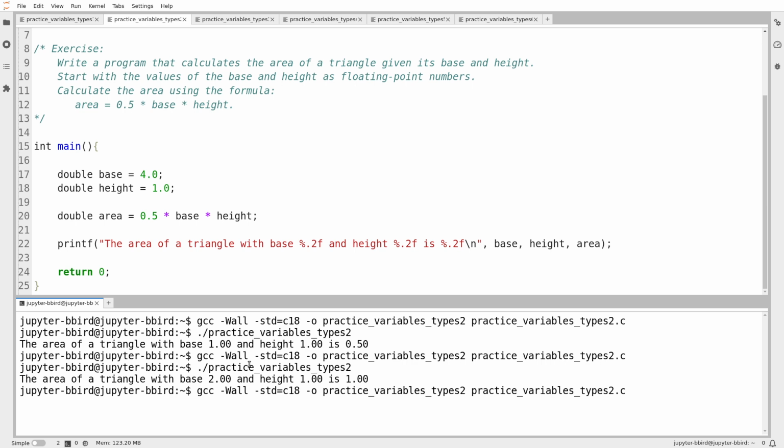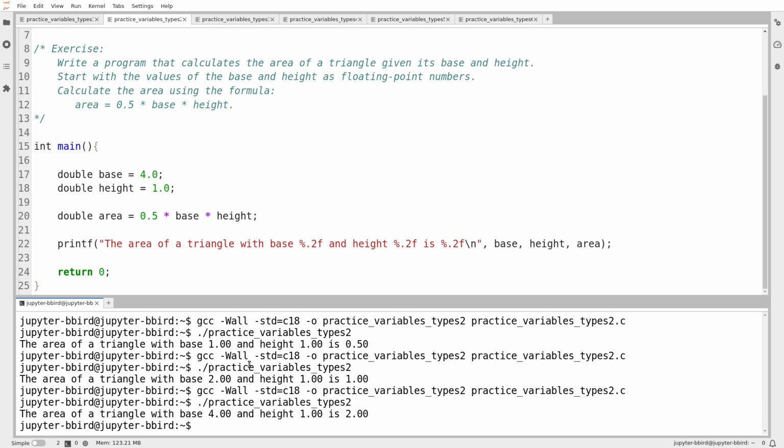The point of testing is to prove what you already know. Even when something's obvious, you test it, because that way there's no chance that some tiny little typo showed up that resulted in your code making a mistake. All right, so here, area with base 4 and height 1 is 2.